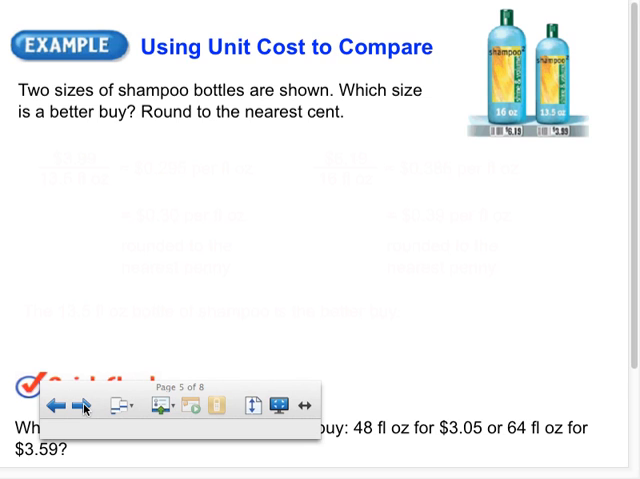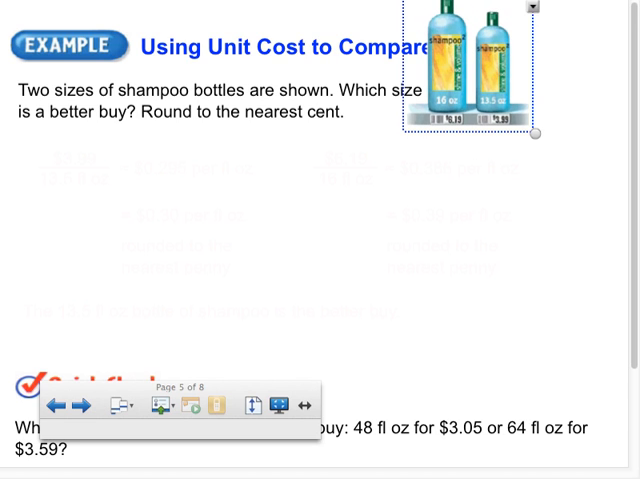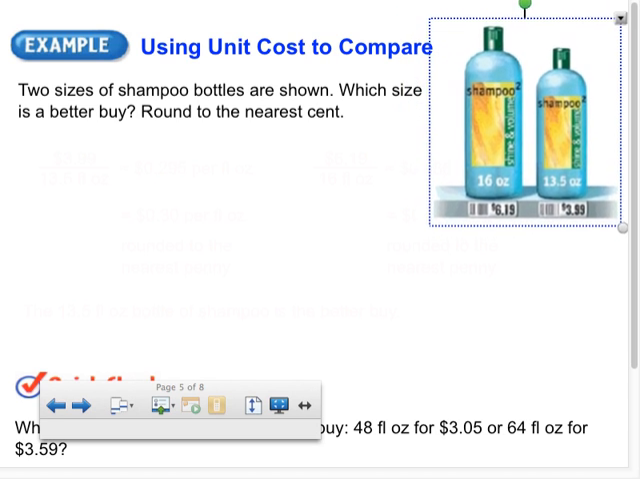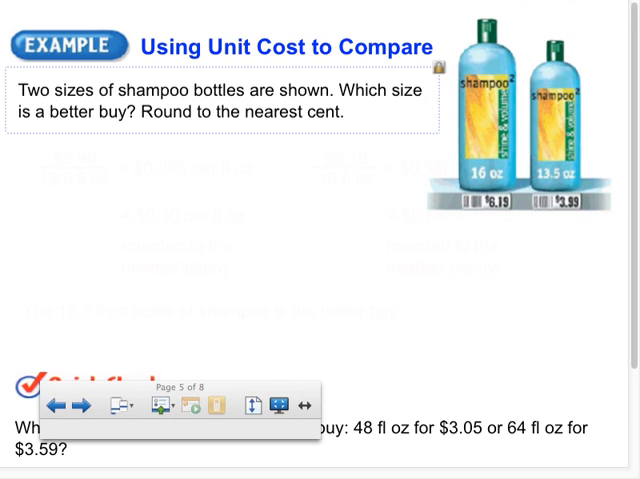Here we have 2 shampoo bottles. Let me go ahead and enlarge this so you can see the graphic, okay? 2 sizes of shampoo bottles are shown. Which size is a better buy? Round to the nearest cent. Okay, so 16 ounces, $6.19. 13 and a half ounces, $3.99. Which is the better buy?